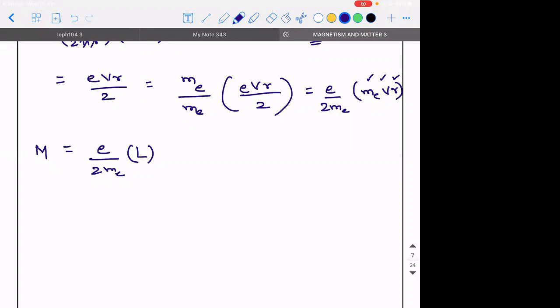The reason why we brought everything in terms of angular momentum is because, can someone tell me what is the use of this angular momentum? Why are we unnecessarily bringing this into picture? Because there is an important quantization condition given by Niels Bohr with respect to the stability of an atom.